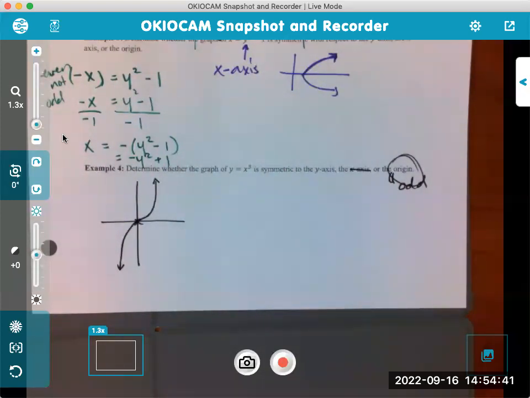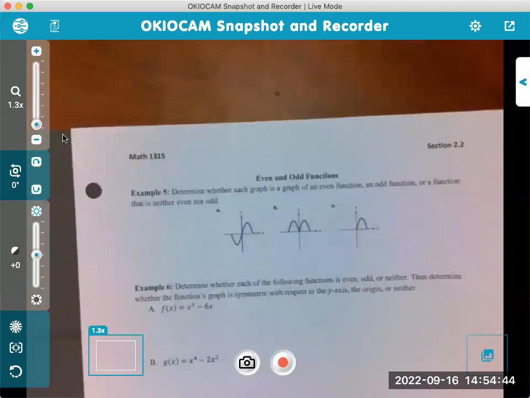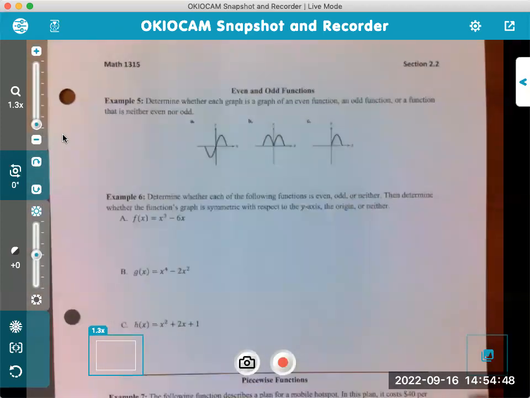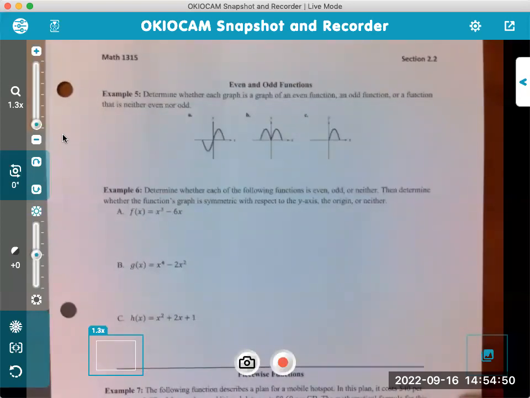So example 5, we go even further. I know, get excited. We go even further into even and odd functions. Determine whether each graph is even, odd, or neither. Remember that even is y-axis symmetric, odd is origin symmetric, and neither is it's just crazy.